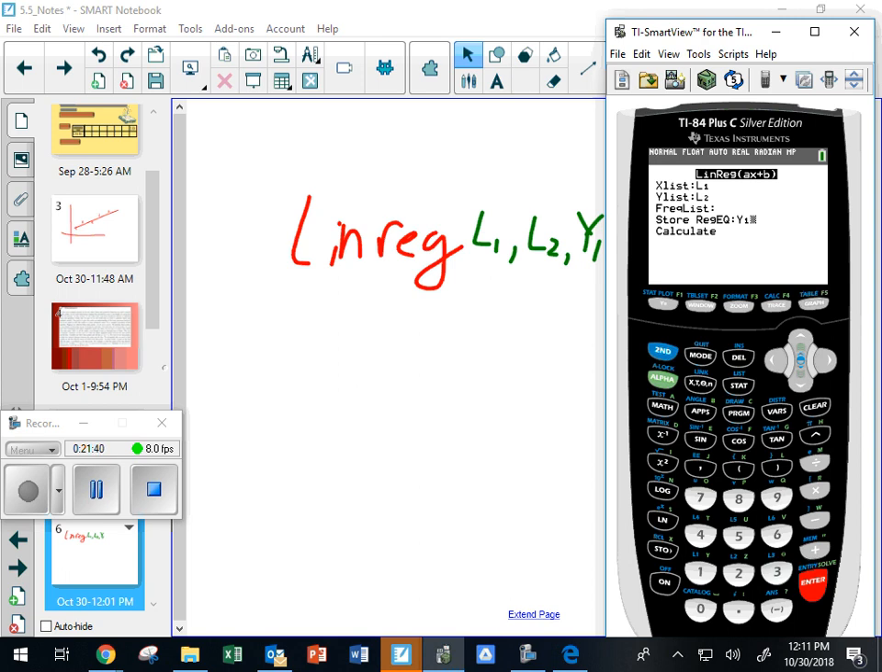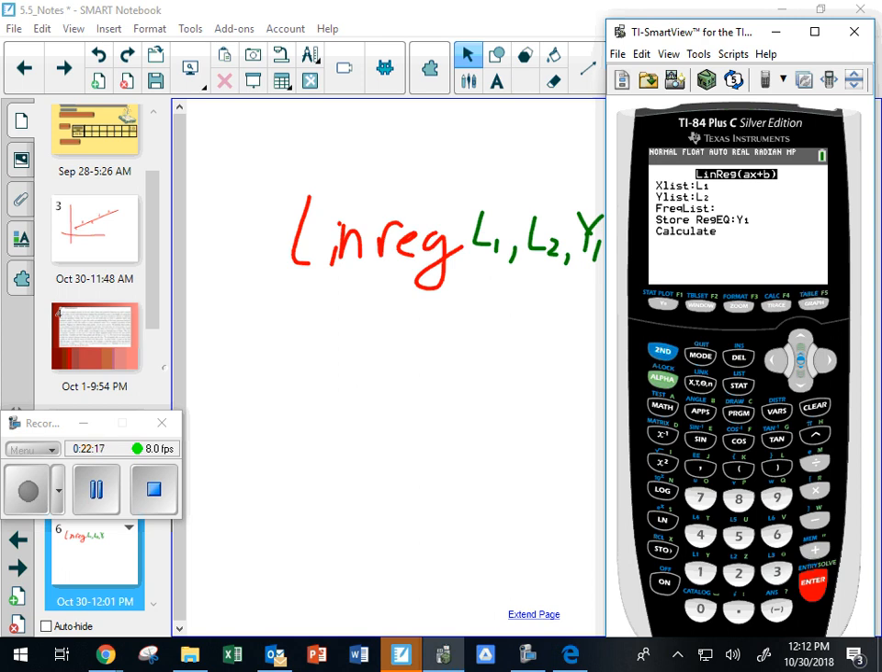Now, this store Reg Equation, all that means is whatever equation we get from our regression line, we want to store it as the variable Y1. Why would that be a good idea, to store this equation? Do we want to know what that equation is? Yeah. And so if we had just pressed calculate without storing this, we would have gotten the equation once, but then after that one time it would have disappeared and we wouldn't have it again. But if we want to keep on using this equation to calculate other things, we want to store this equation so we can get it back in the future.